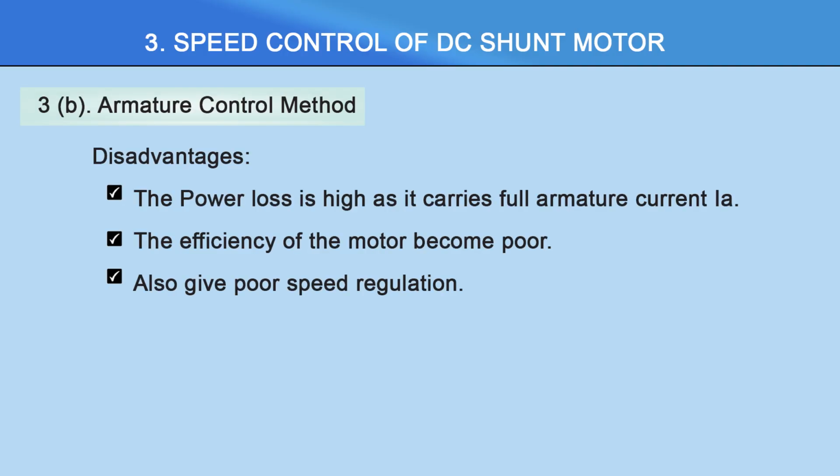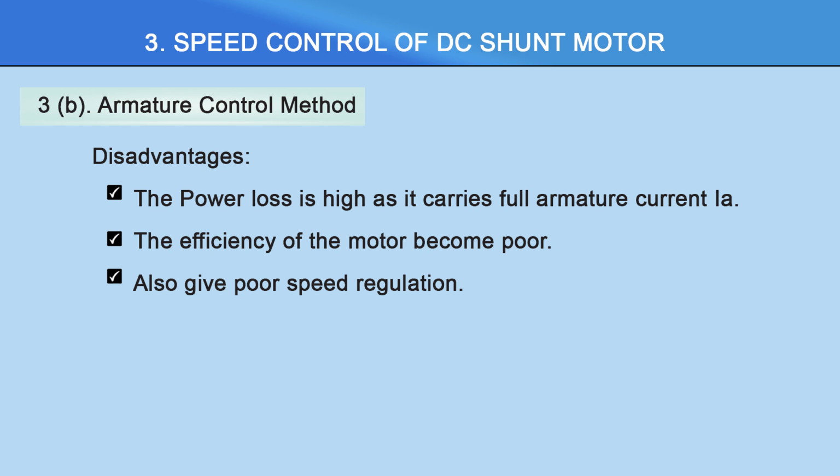Armature control method disadvantages. Is there any disadvantage of the armature control method? Yes, there are some disadvantages of the armature control method, and we will discuss these disadvantages here. First is that the power loss is high as it carries the full armature current IA. What we have done? We have connected a resistance RC in series with the armature. If we have connected resistance RC in series with the armature, means that external resistance RC will carry the armature current. If that resistance will carry the armature current, means the power loss will depend on the IA value, and IA value is obviously very high because it is required for the motor operation.